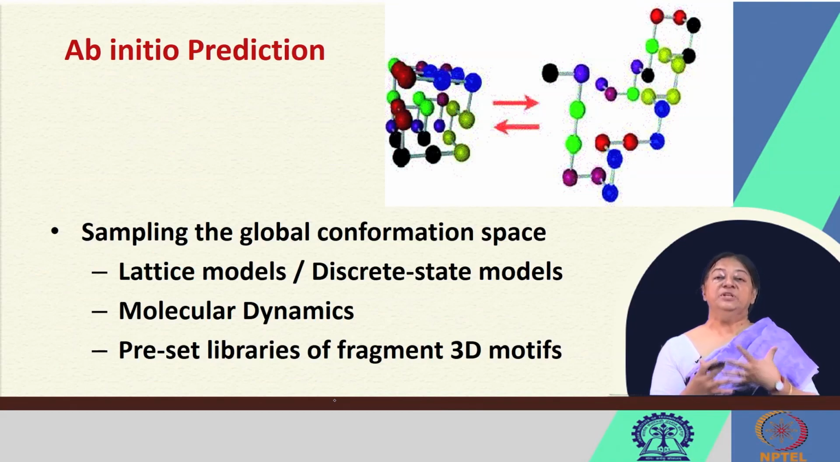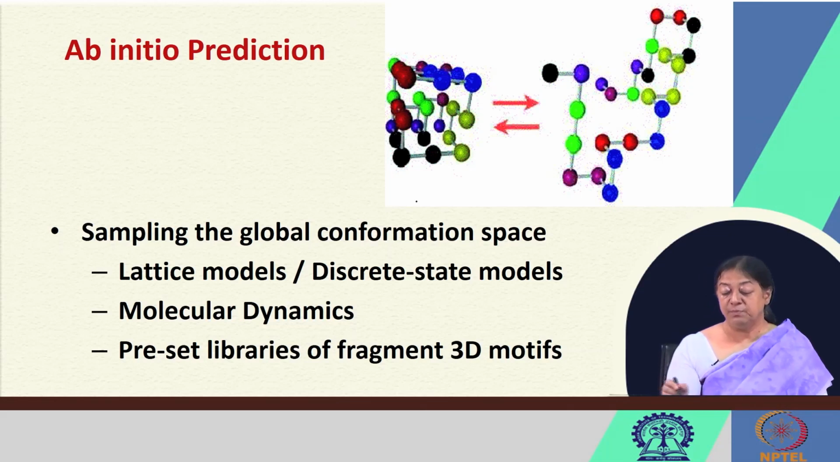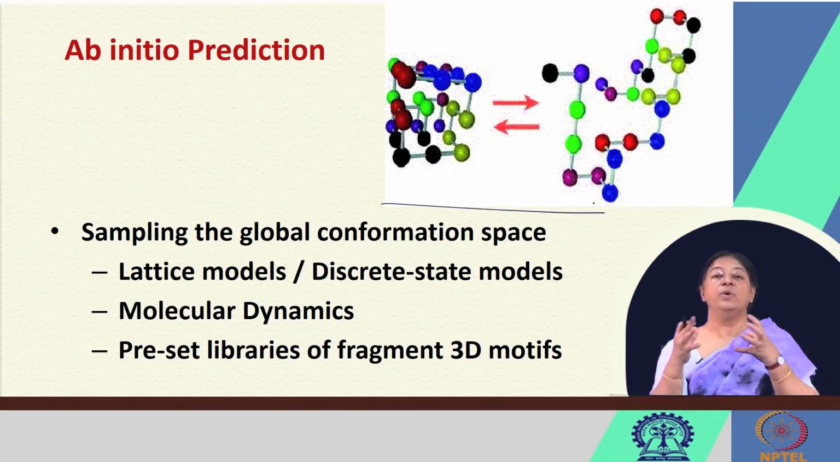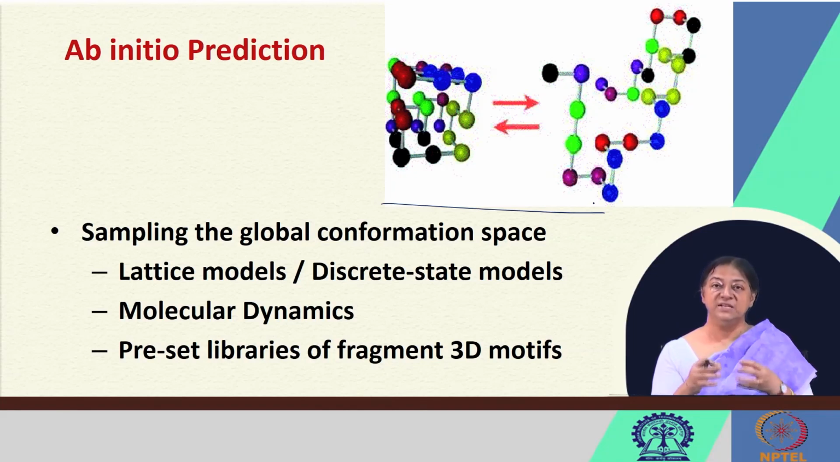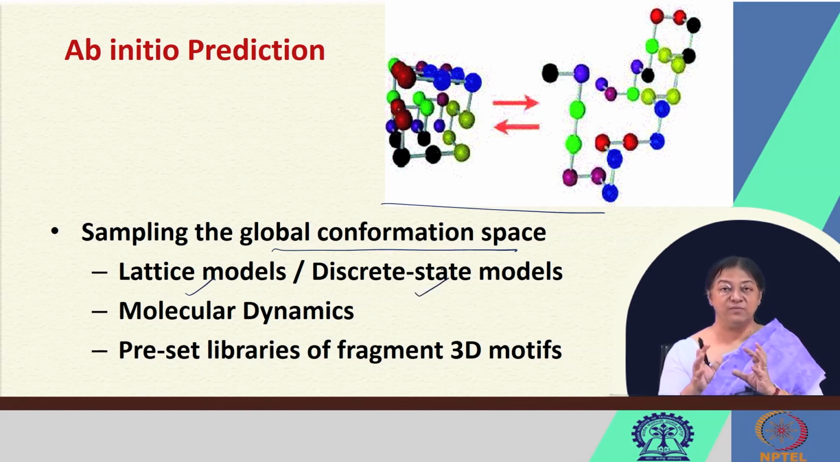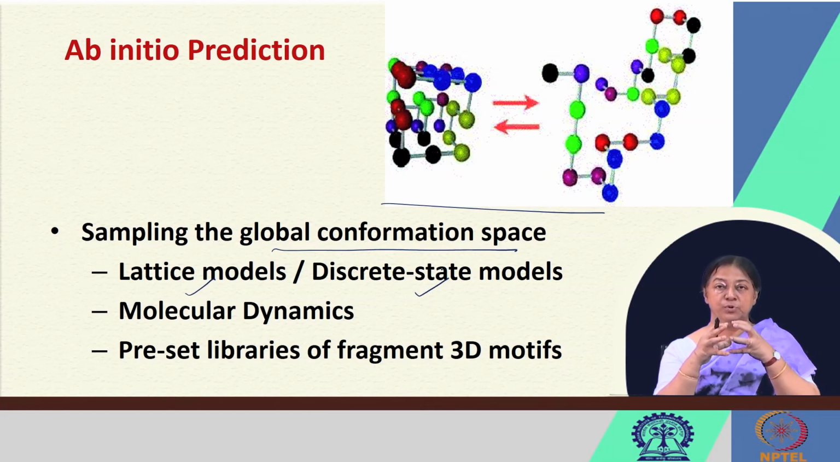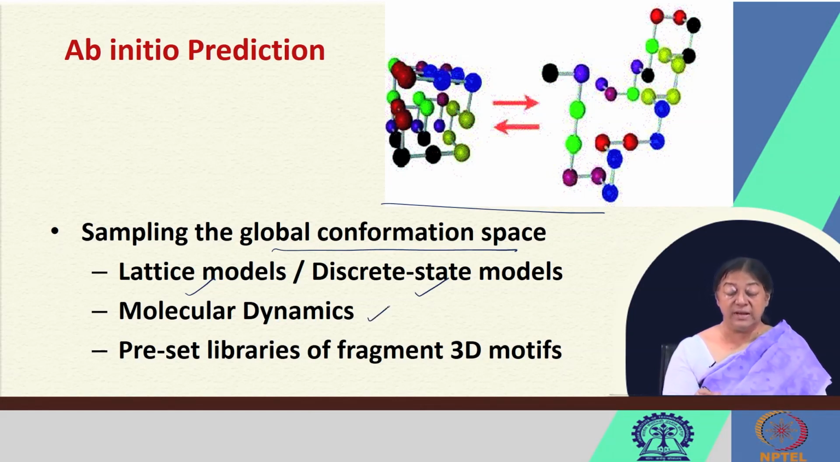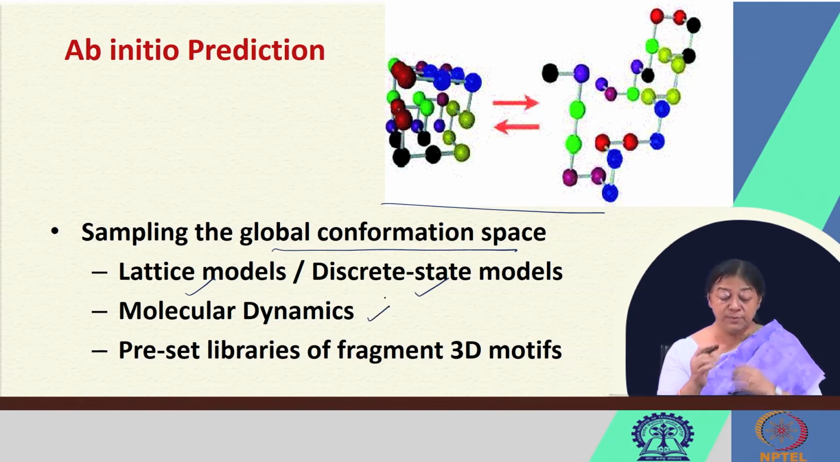Now, if we look at ab initio prediction, in the sense that we have a protein sequence and we want to know how it folds, given that we do not find the similarity and we want to start from scratch, in an understanding that when we are looking at the global conformation space, we have the lattice models, the discrete state models that say we can put all the hydrophobic portions together. We have molecular dynamics that look at the motions of the molecules.